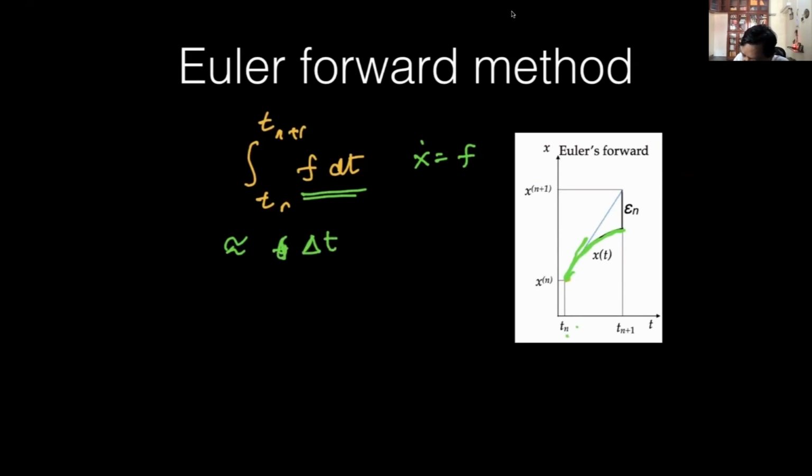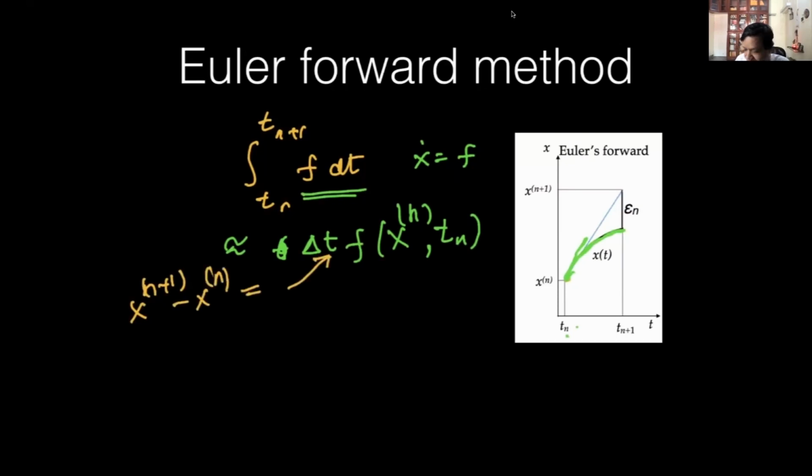But where do we compute f? f is computed at xn and tn. Okay, so this is what we write. So this is xn plus 1 minus xn equal to this. And this is called Euler forward.